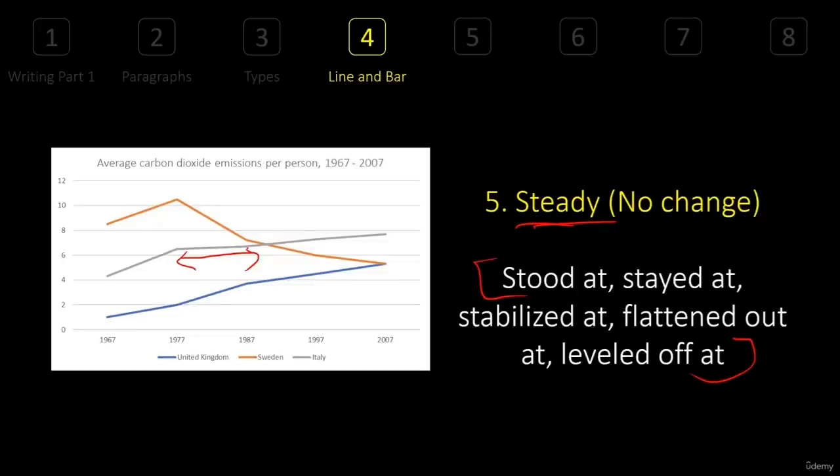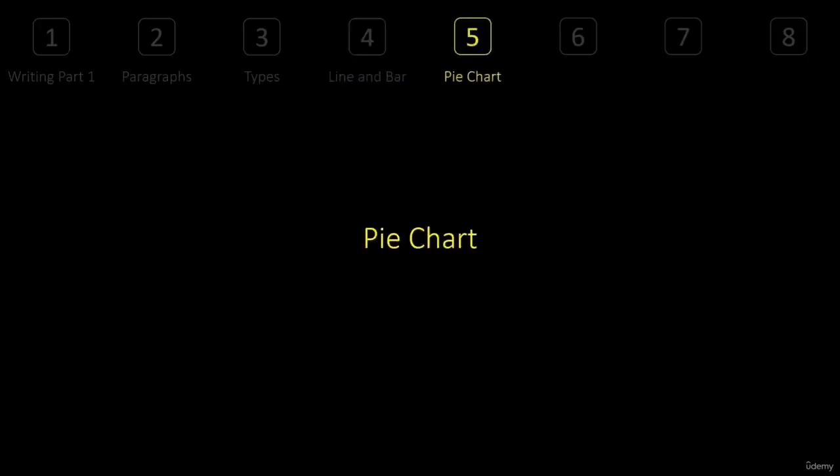And you don't need any adjectives or adverbs because those were to show dramatism. Here we don't need any of that. Cool? Good. I know this was a lot of information in line graph and bar chart. I suggest you watch it with notes, okay?